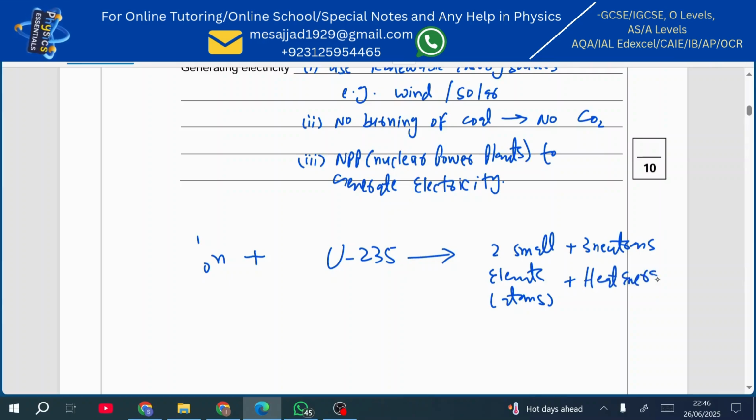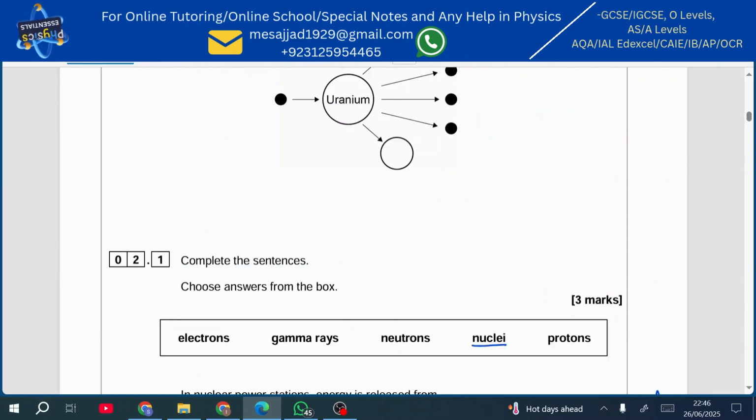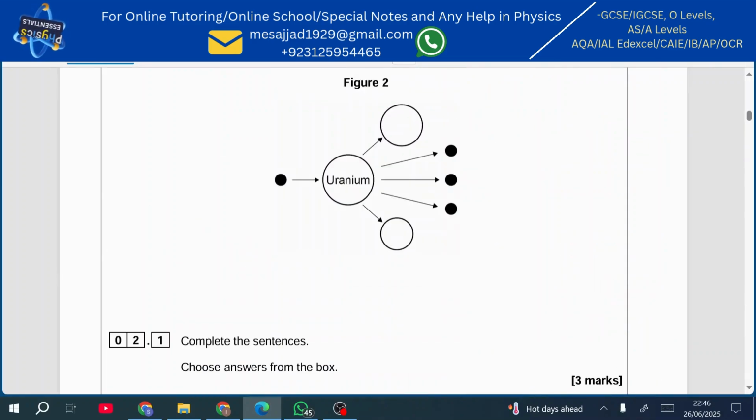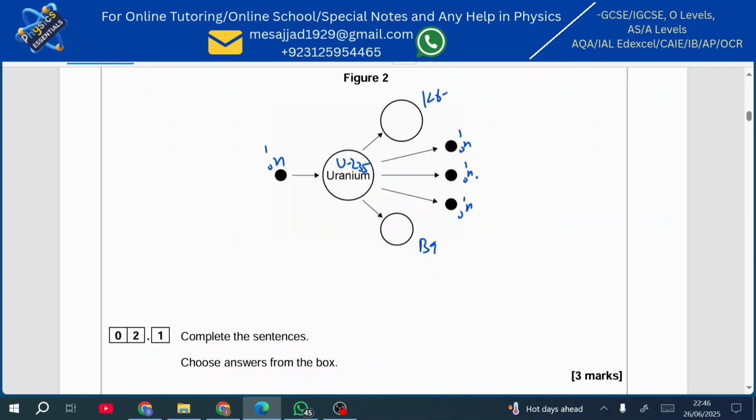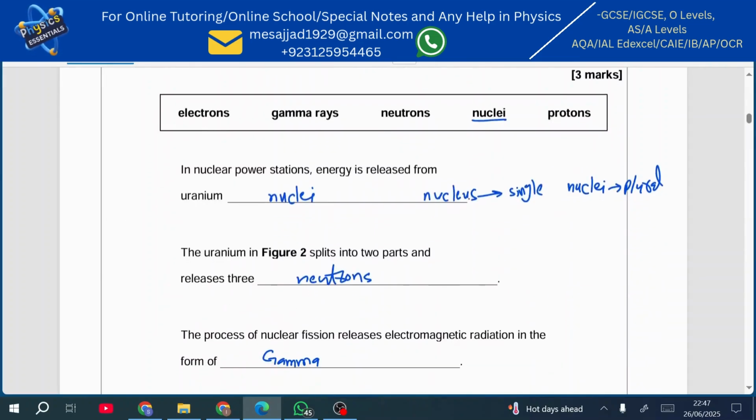Okay, and that heat energy is actually in the form of gamma rays. That is actually the total reaction. So here this n is neutron, and this is 235, and that is neutron, neutron, neutron, and these two are the small ones. One of them is krypton and one of them is barium. This is just for your information, you don't need to remember that.